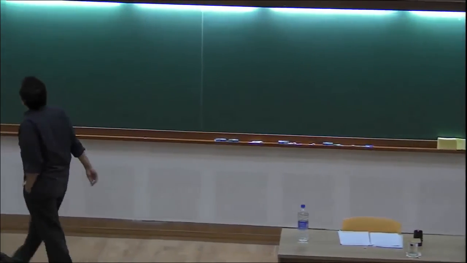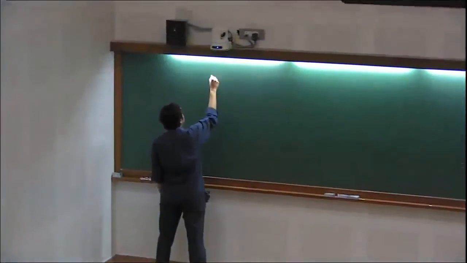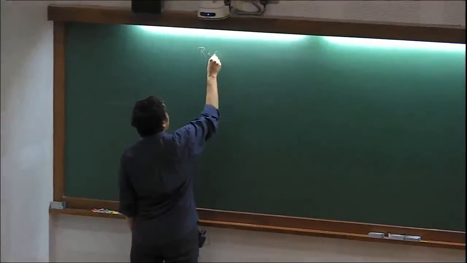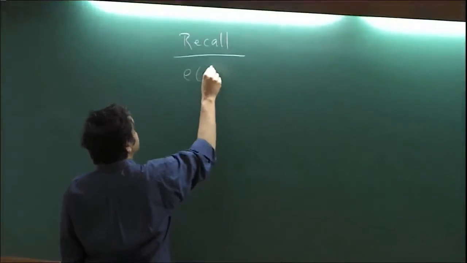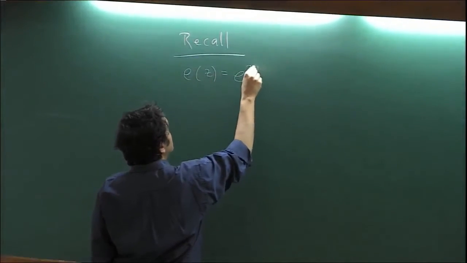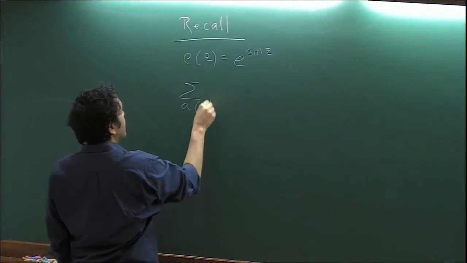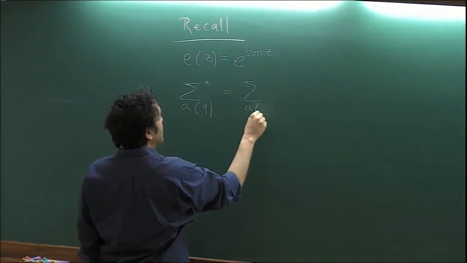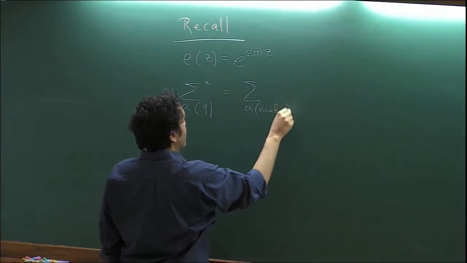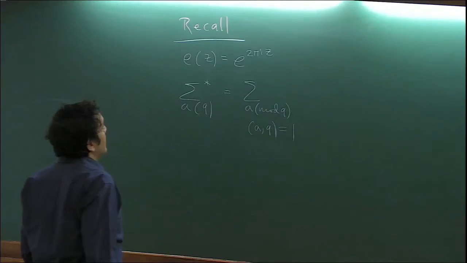Okay, so let's recall what we were doing. First, recall some notation. E of z means e to the power 2 pi i z. This means sum over a mod q, where a and q are co-prime.